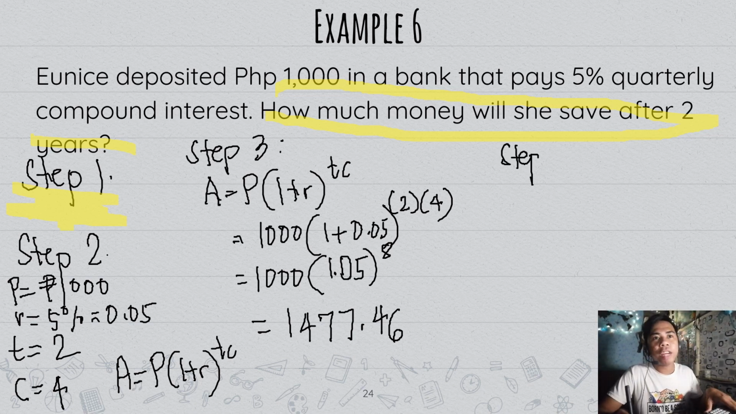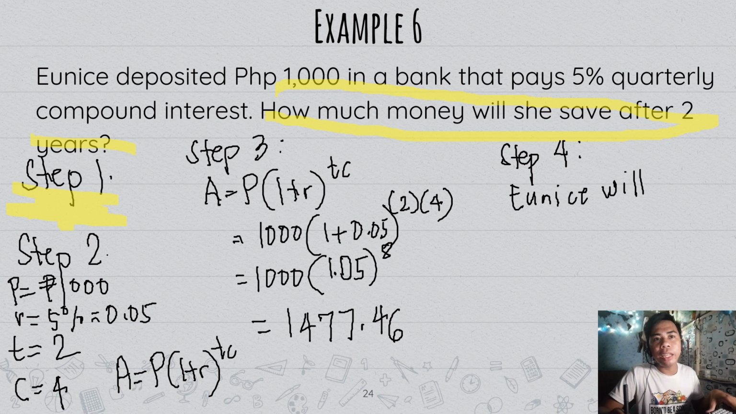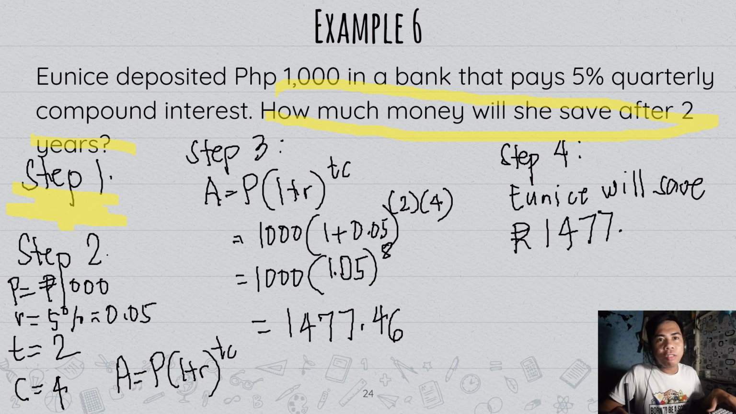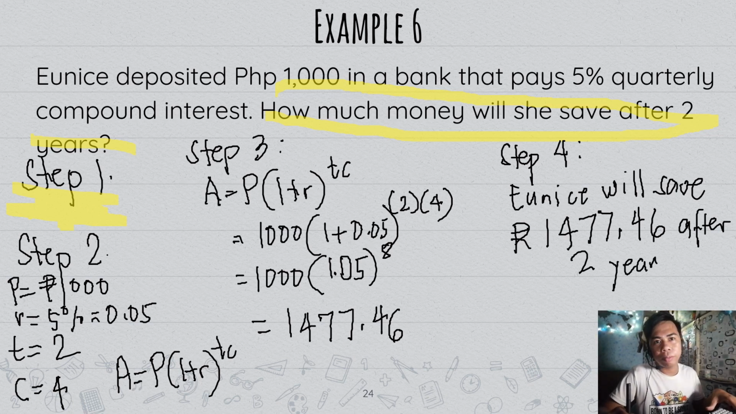So step 4, final answer. Eunice will save how much? 1,477.46 pesos after 2 years. Okay, so that is our answer.